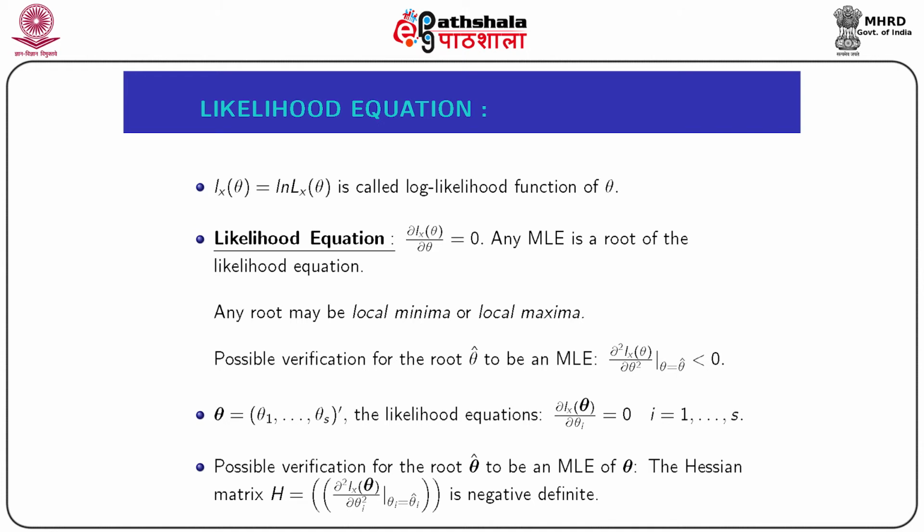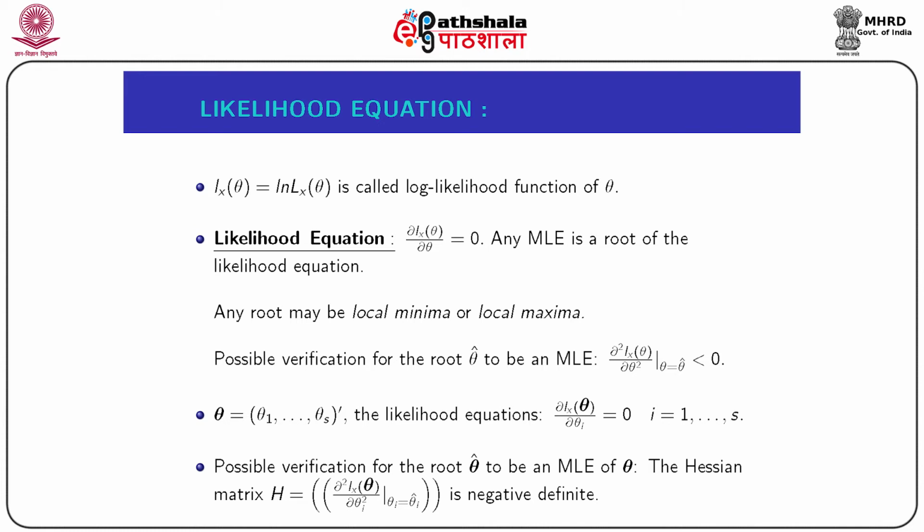by maxima minima principle, to maximize the likelihood function, the first order derivative of the likelihood or log likelihood function should necessarily be 0. Any root of the likelihood equation may be local minima or local maxima. As a possible verification for the root theta hat to be an MLE, the second order derivative of capital L_x(theta) or small l_x(theta) with respect to theta at the point theta equal to theta hat should necessarily be negative. Next we go to the likelihood equation for vector valued theta.